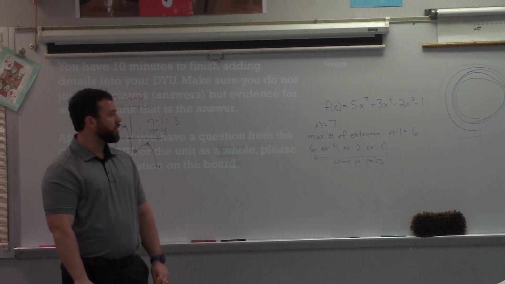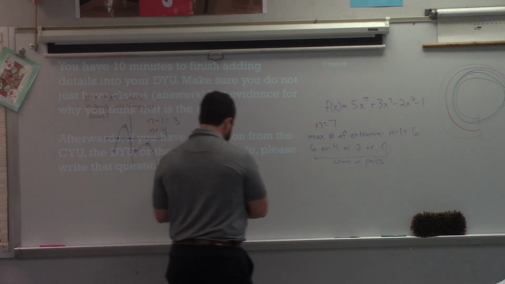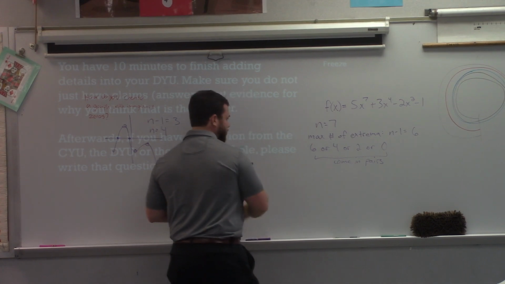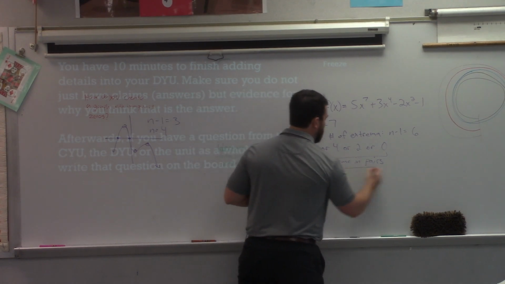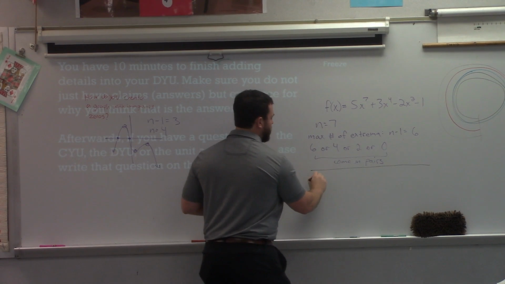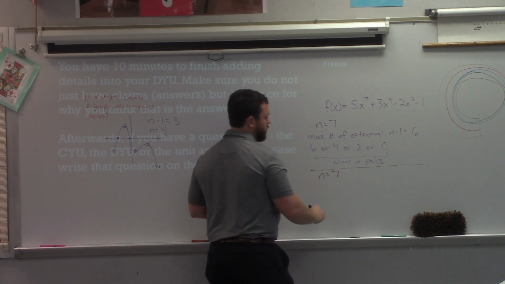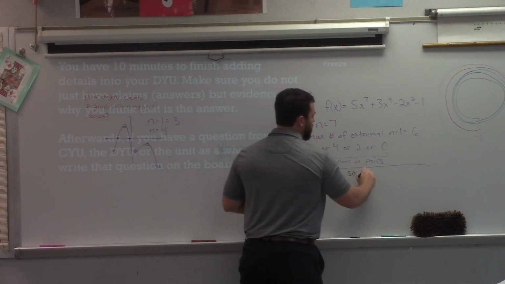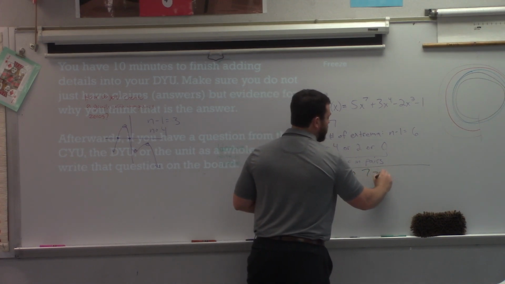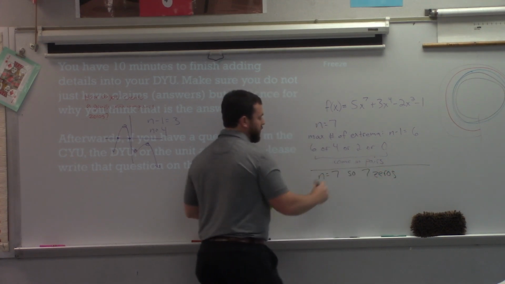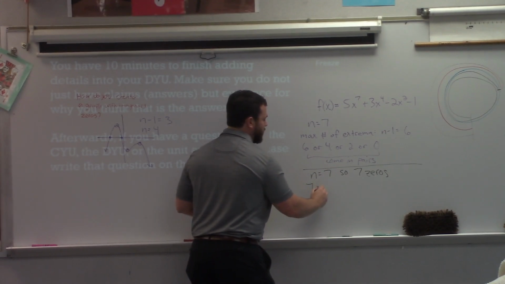All right? Possible number of x-intercepts. 7. Okay, where are you getting 7 from? The degree. Remember, the degree is 7, so it has to have how many zeros? 7. So 7 zeros. And all of those zeros could be distinct x-intercepts. So 7 x-intercepts is possible.